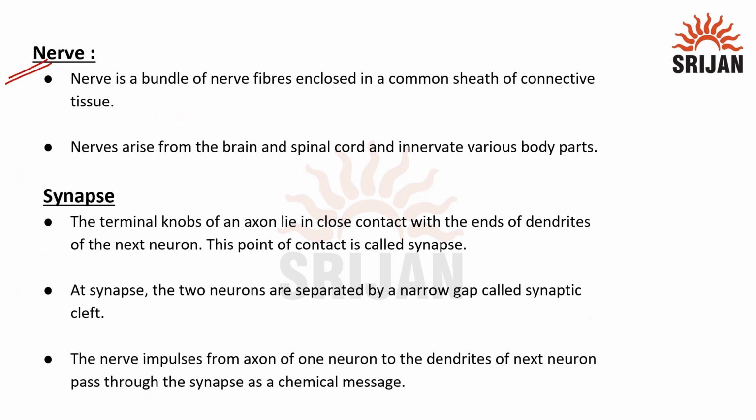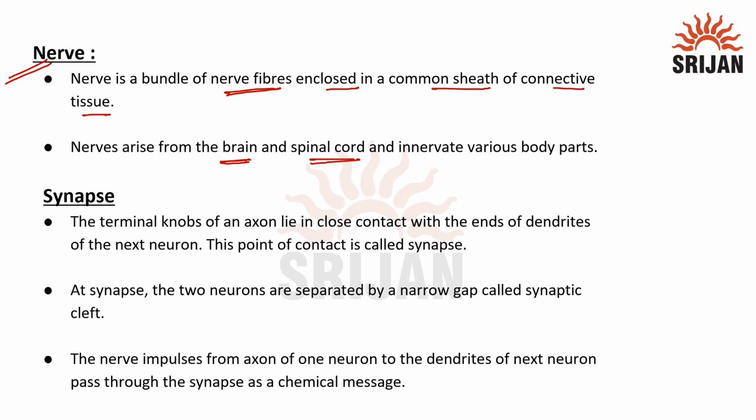Nerve. A nerve is a bundle of nerve fibers which is enclosed in a common sheath of connective tissue, and these nerves can arise from the brain or from the spinal cord. If the nerve is arising from the brain, it is called a cranial nerve, and the nerve arising from the spinal cord is called a spinal nerve.